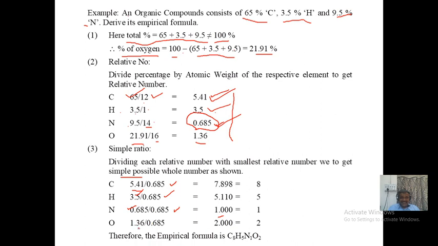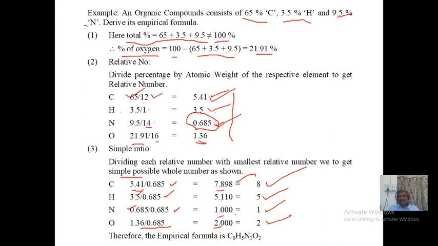The next one is the simple ratio for oxygen, relative number found in the first step, 1.36 divided by 0.685, it is giving me 2. So see, these are the simple ratios. As I said, you convert into the nearest integer to get simple whole ratio. So 7.898 is almost 8, friend. 5.11, lower integer is 5 here, 1 is very nice, it is also 2, no problem.